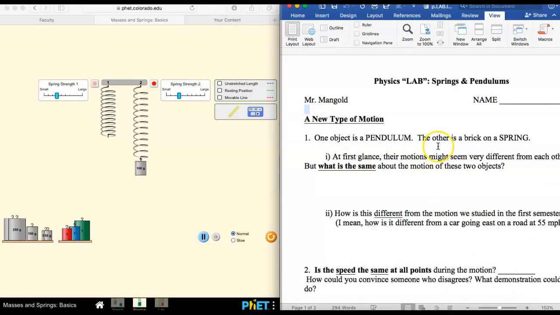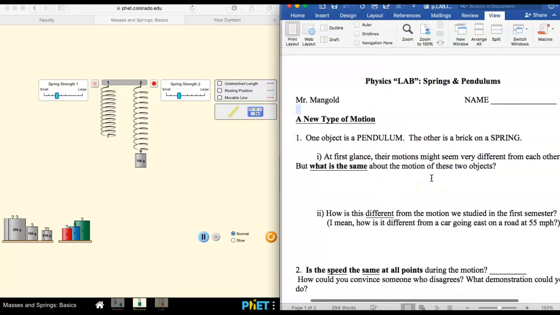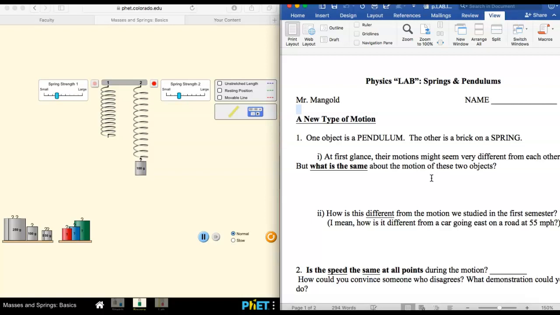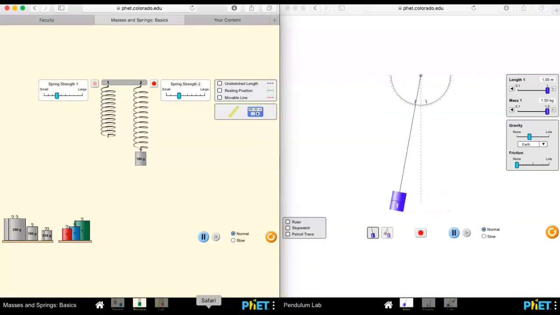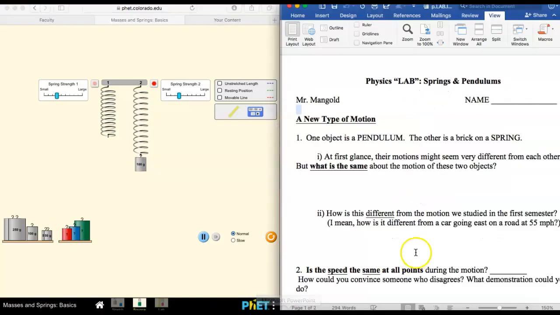One object is a pendulum, the other is a brick on a spring. Let me tidy things up a bit here. Okay. At first glance, their motions seem very different, but what is the same about the motion of these two objects? What seems the same to you? Think about it for a minute. You can pause and then I will answer it. Right? What's the same about them is that the motion's back and forth. It's got this back and forth quality.